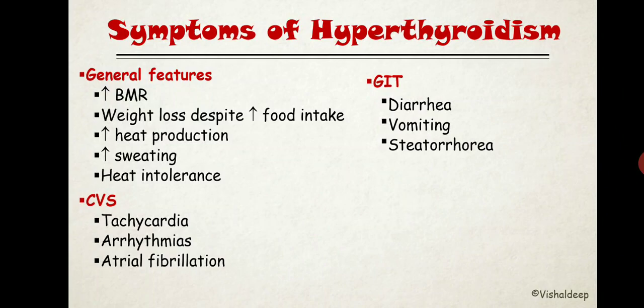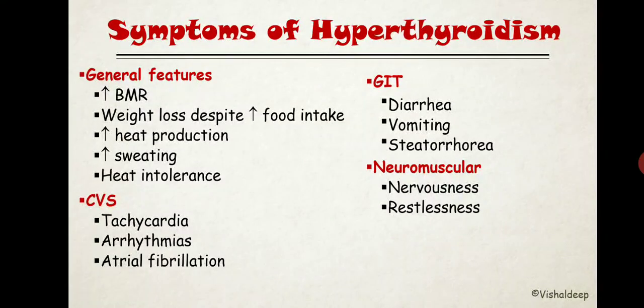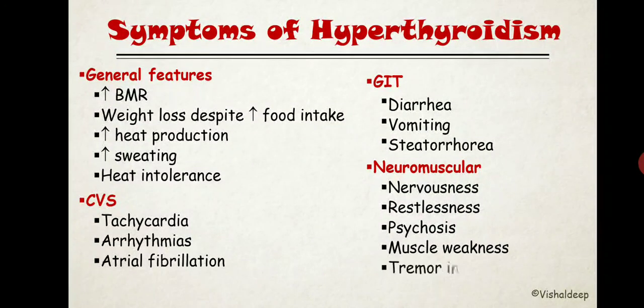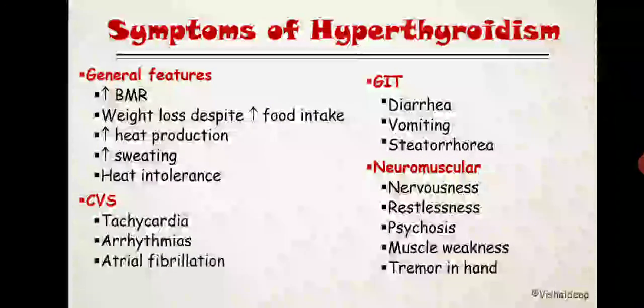And what happens in neuromuscular disorder? What happens at the neuromuscular level? As we already know, thyroid hormone is going to stimulate the CNS as well as the muscle tissue, and if the thyroid hormone is in higher amount, then muscle weakness will take place and tremor in the hand will be present. So you need to write it down in the neuromuscular part: nervousness, restlessness, then psychosis will develop, and as far as the muscular system is concerned, muscle weakness and tremor in the hand, right?